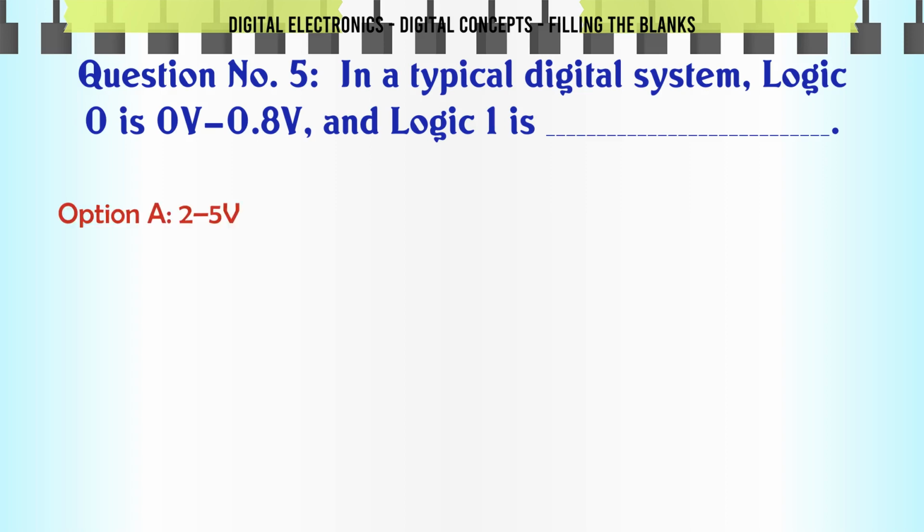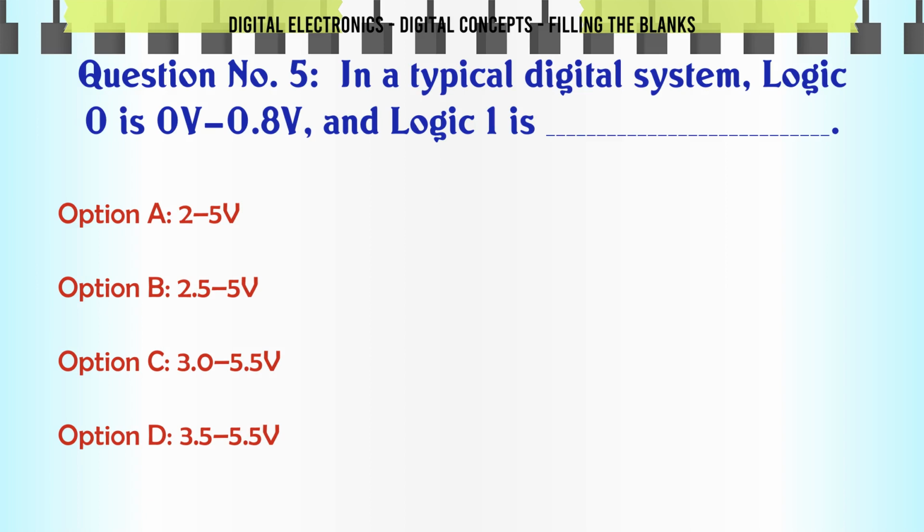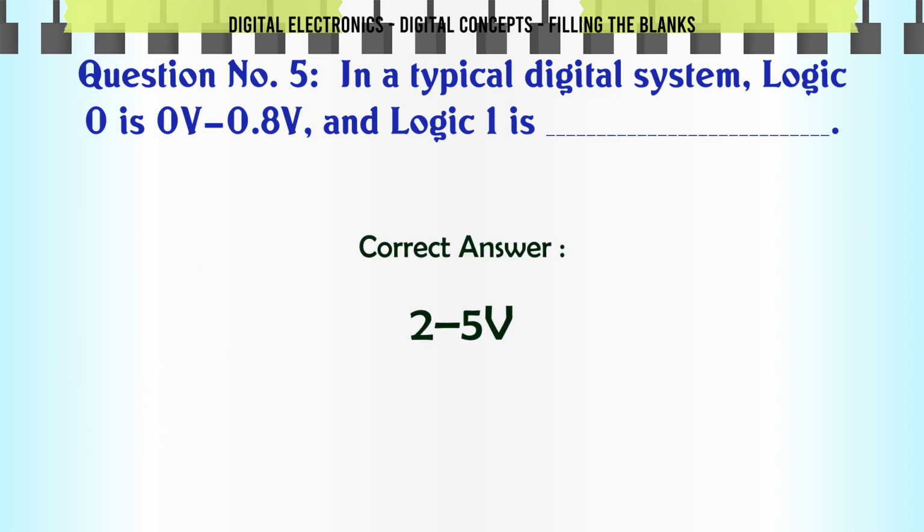In a typical digital system, logic 0 is 0V to 0.8 V and logic 1 is A. 2.5 V, B. 2.55 V, C. 3.0 to 5.5 V, D. 3.5 to 5.5 V. The correct answer is 2.5 V.